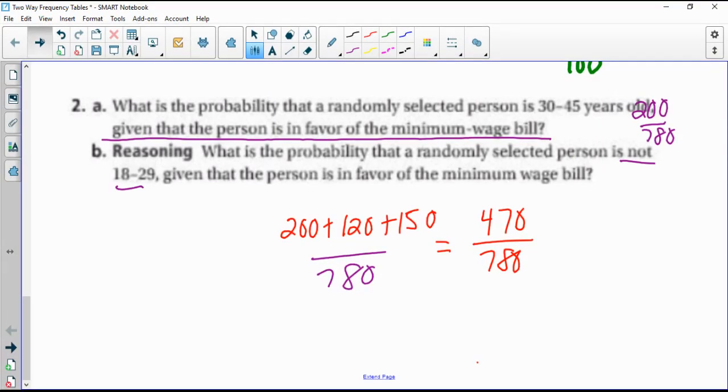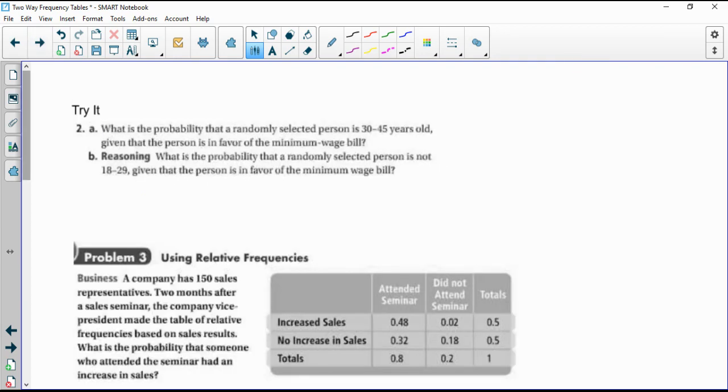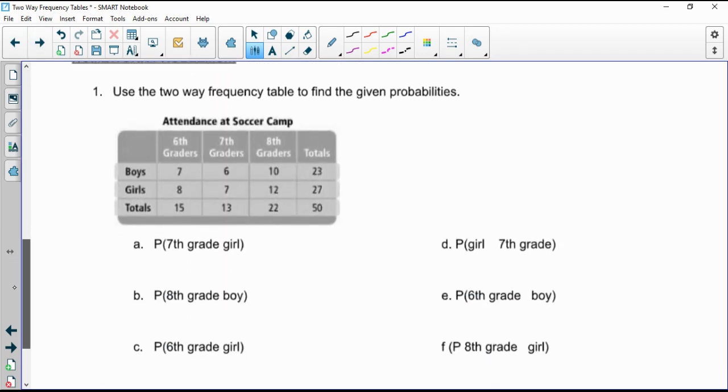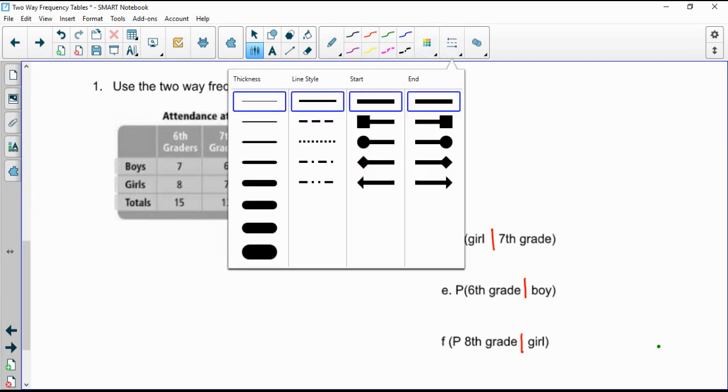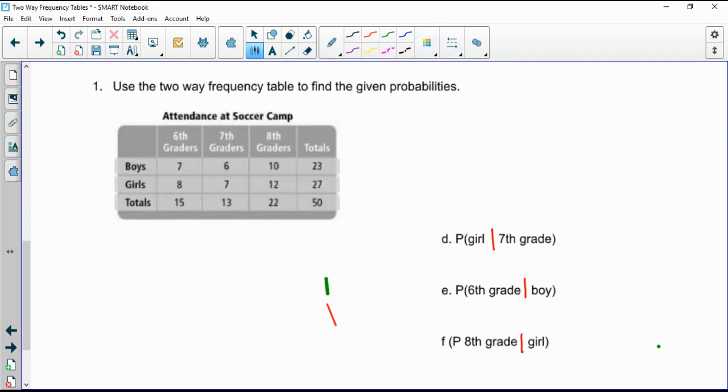We're going to do one more. Let me find a good one. So now we're going to do this one. This is about attendance at a soccer camp. So in this table, we have our information broken down in terms of girls and boys, and we have 6th, 7th, or 8th graders. Okay.